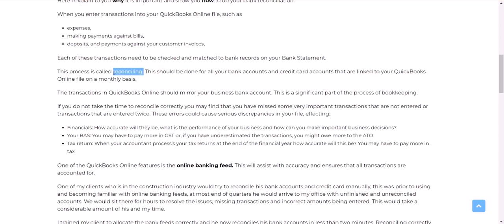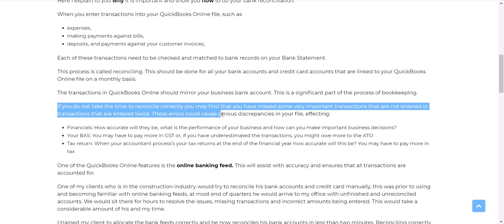Now, in QuickBooks Online, it is really easy to do as long as you follow the correct procedure of processing your bank feeds in the QuickBooks Banking Center. A couple of things I need to point out to you. If you do not take the time to reconcile correctly, you may find that you have missed some really important transactions, that they've either not been entered or they've been entered twice, and that could cause some serious discrepancies in your file. How are they going to affect you?